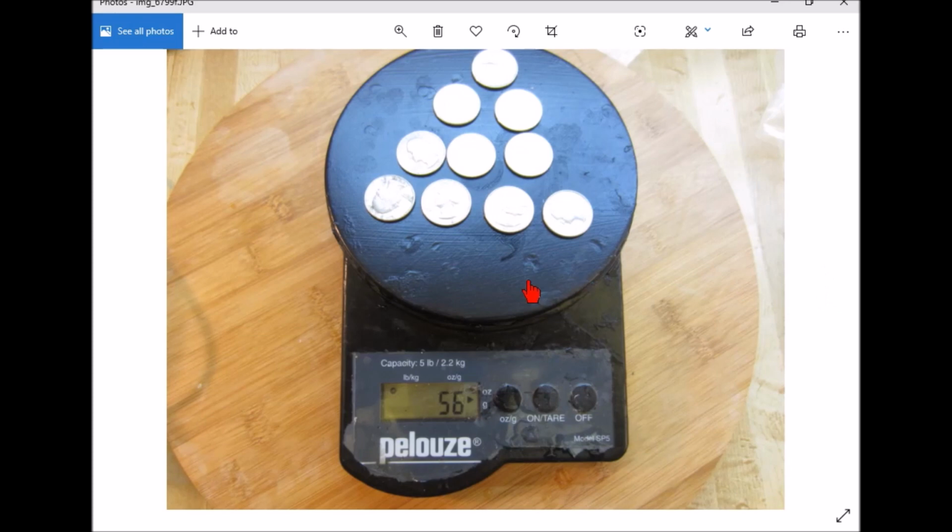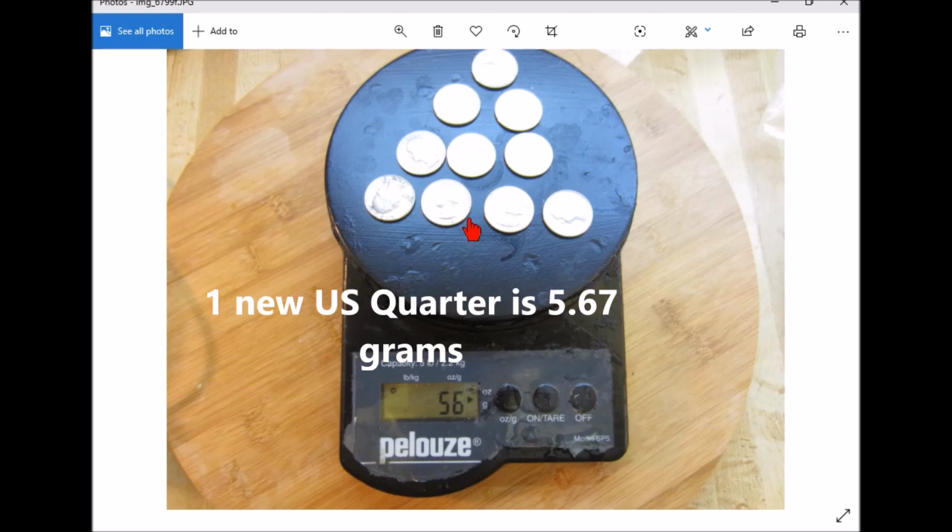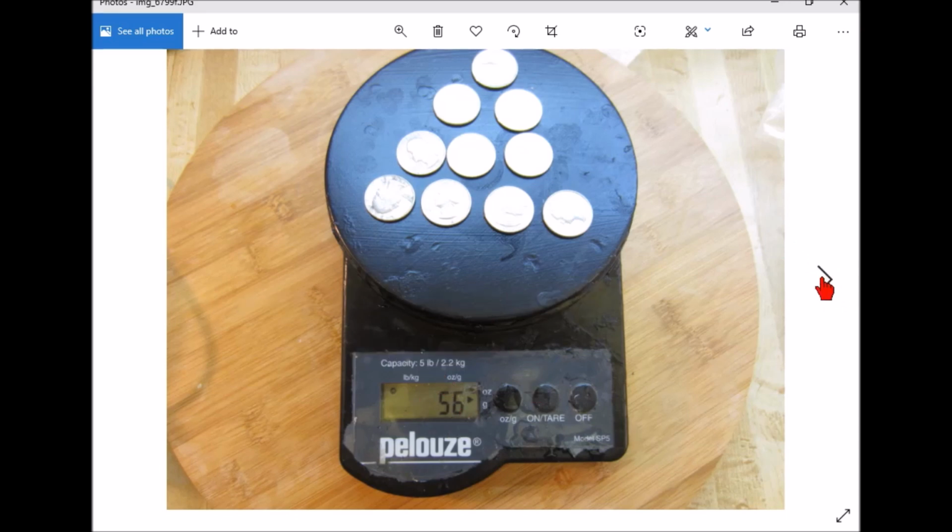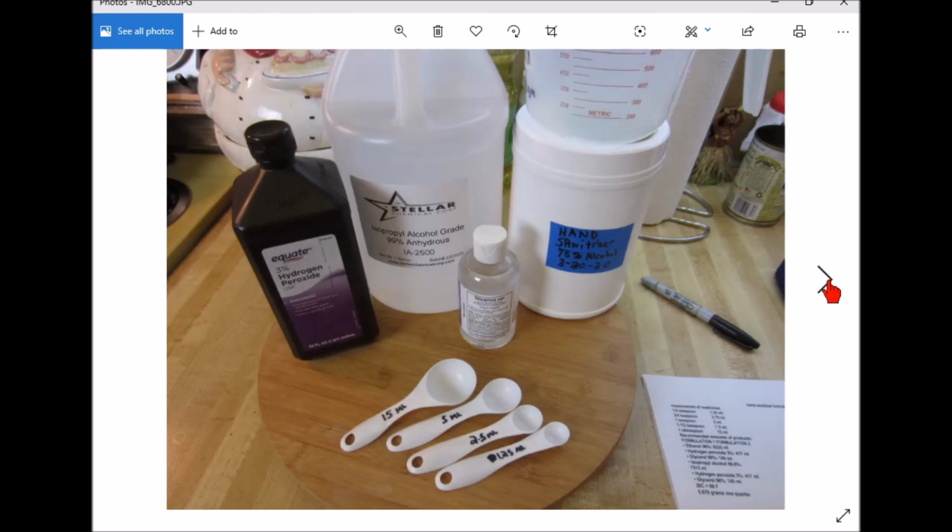Now, how do you know your scale is accurate? You can get some coins that you know the weight. My coins in the United States, my quarters, are 56.7 grams for 10 coins if they're made after 1965. So for 10 coins, that's pretty accurate. So let's get started.